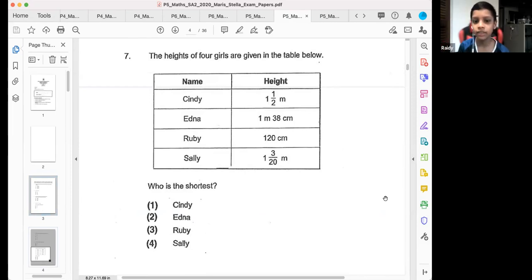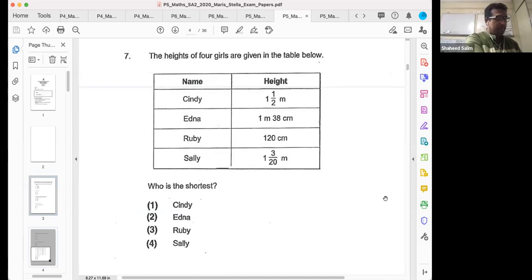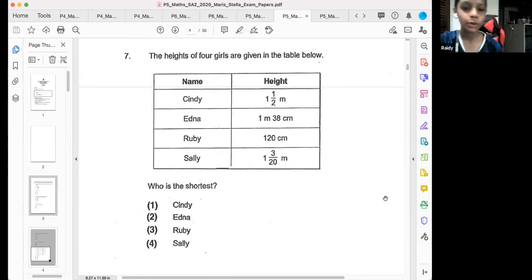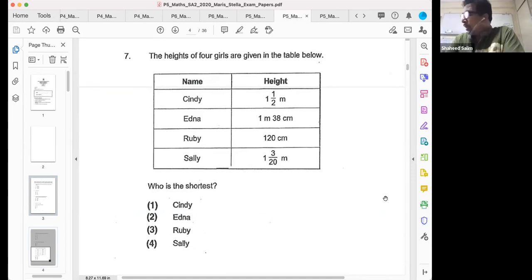Wait, so 1 meter to 1 cm, 1 meter is 100 cm. No using calculator for this one, because this is paper 1. Come, let's try. You must convert in a way that you can compare the rest. It has to be same units. Okay, 1 minute. So let us see now. Someone has given the answer. Wow, Kakak is very fast. Let us see. Kakak number 7.